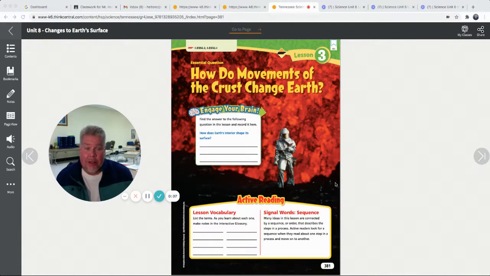We've been talking all week long about weathering and erosion and deposition, and we've looked at 4 lessons on that. So we need to move on and take a look at our next topic in this unit, and that is this question. How do movements of the crust change Earth? What? Is that like crust on your sandwich bread, or what is it talking about? Well, we're going to find out what the crust is in a minute.